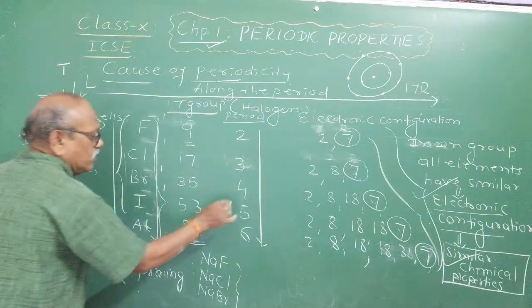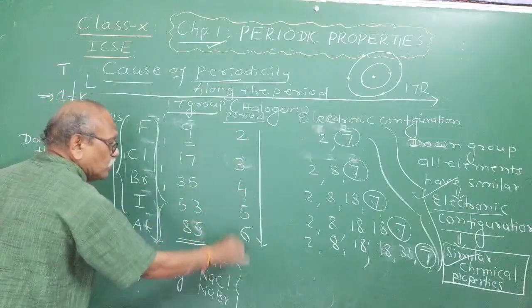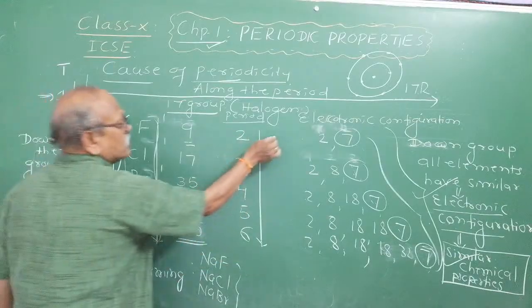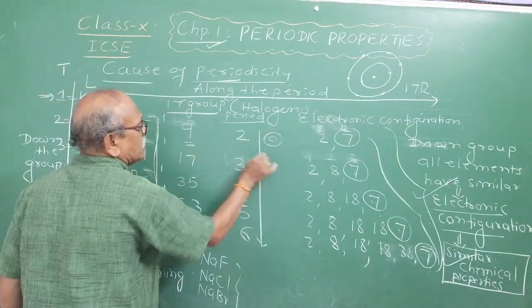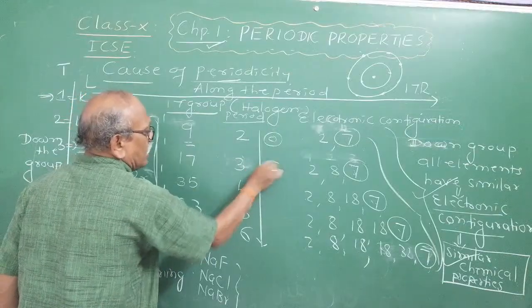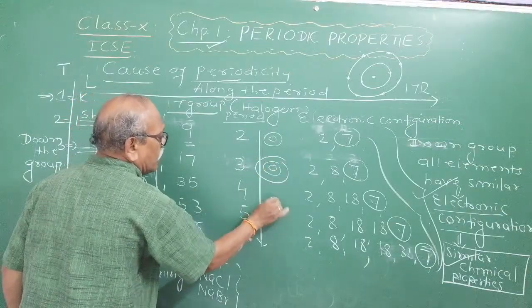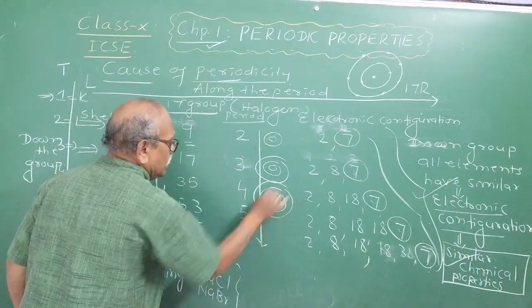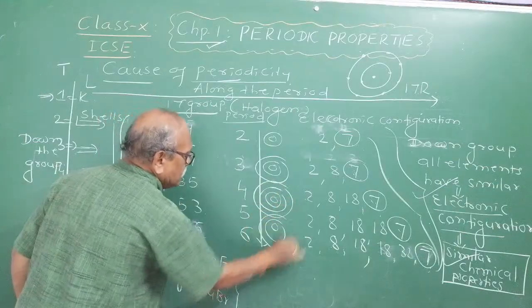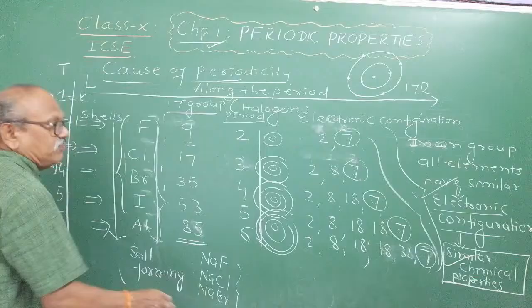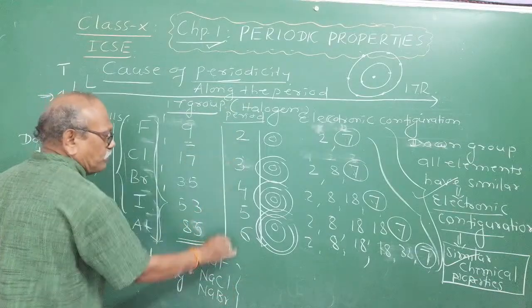Down the group, a new shell is introduced. Suppose here you have 2 shells, K and L. Here you will have 3 shells, here 4 shells, here 5 shells. The shell number goes on increasing down the group. A shell means a main energy level.